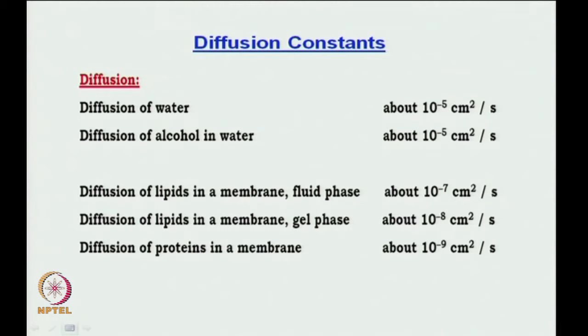So, diffusion of lipids in the membrane, it is called a fluid phase. Fluid phase means where the lipids are fluidic, right, it is 10 to the minus 7 centimeter square per second of lipids in a membrane. Gel phase, you know what gel phase is, it is kind of more rigid, that is what gels are, like any polyacrylamide gel. The difference between a gel and a fluid is that in a gel you have a mesh-like network, so diffusion is restricted. In fluid, diffusion is obviously more free, and hence you can see the difference in diffusion constant. And diffusion of proteins in a membrane, 10⁻⁹ centimeter squared per second.